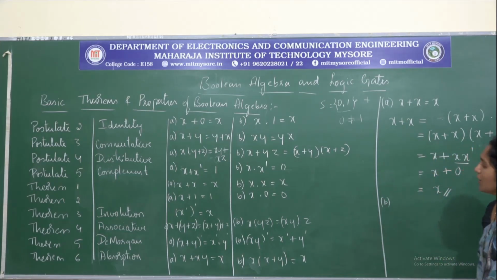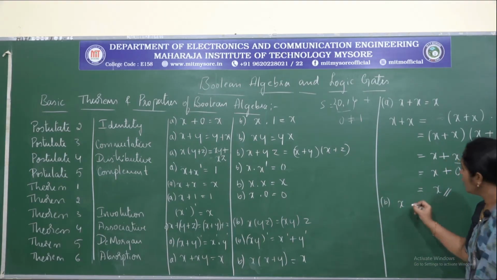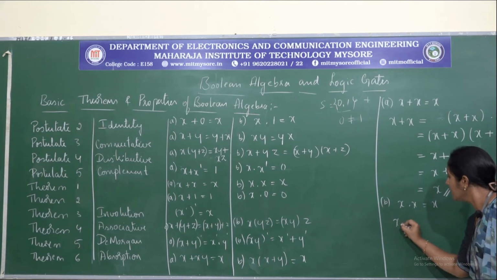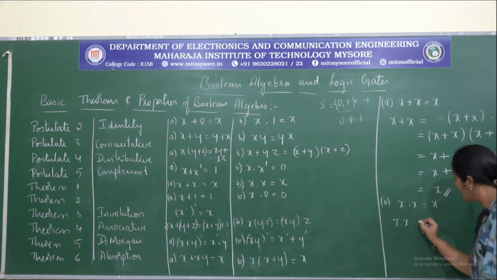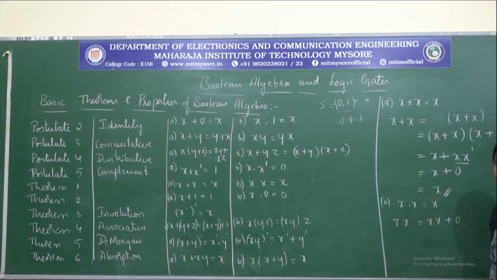Now consider part B of theorem 1, which is x · x = x. Similarly, we can prove this. Let us consider x · x. Let me write x · x + 0, because we know that a variable plus 0 results in the same variable. Therefore x · x = x · x + 0. Now for this 0, I will write x · x'.